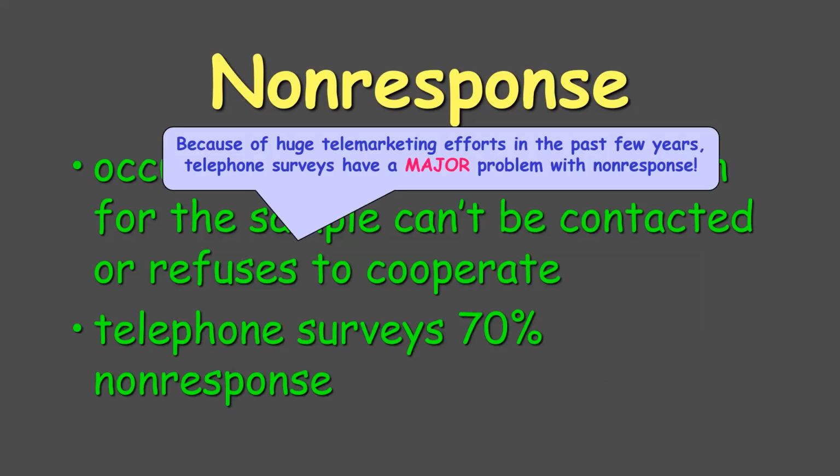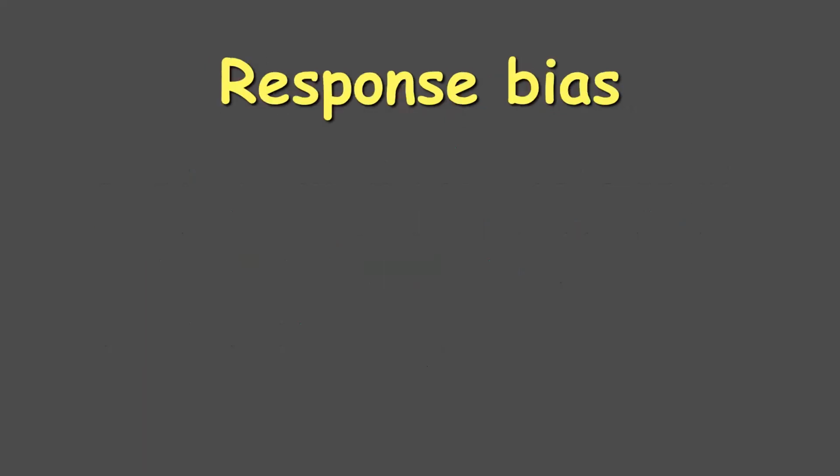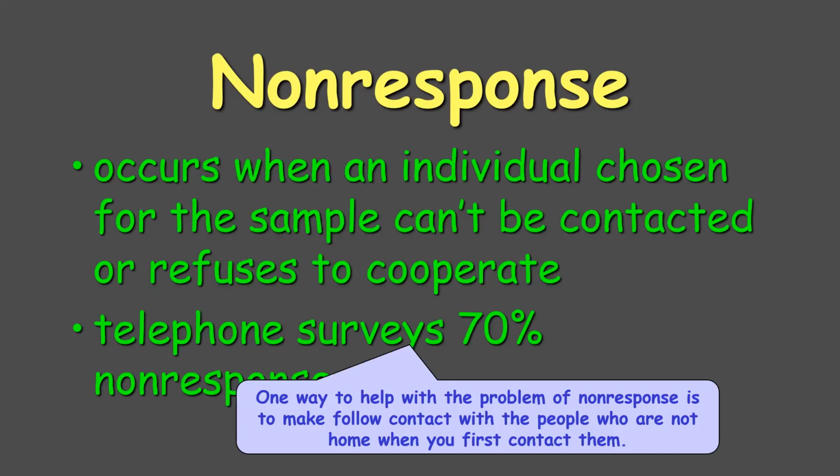Because of huge telemarketing efforts in the past few years, telephone surveys have a major problem with nonresponse, but they keep calling anyways. And one way to help with nonresponse is to make a follow-up contact with the people who are not at home when you first contact them. Okay, but again, the difference of nonresponse from undercoverage: with nonresponse, they are trying to call you, they have your number, they're calling you, and you're either just not picking up or not responding. Undercoverage is they don't even know you exist in order to go ask you, okay?